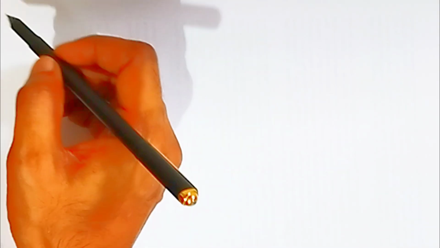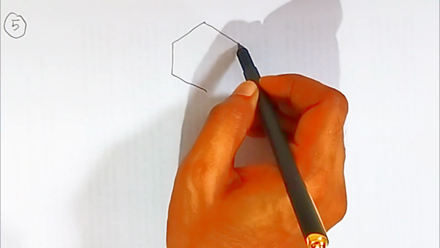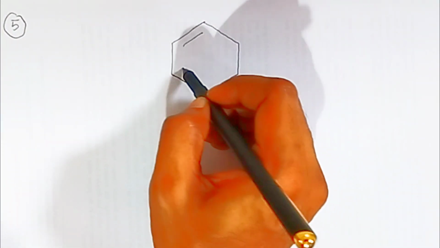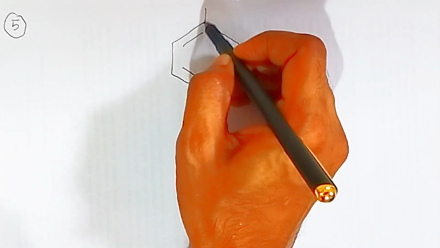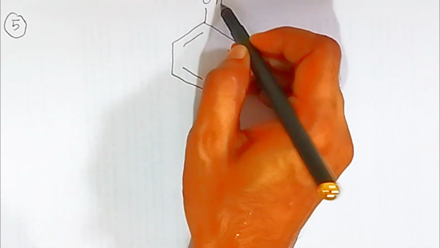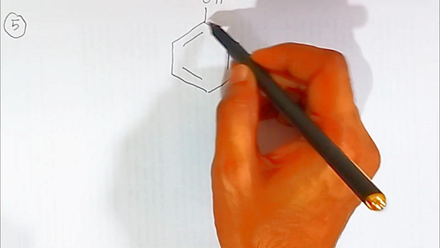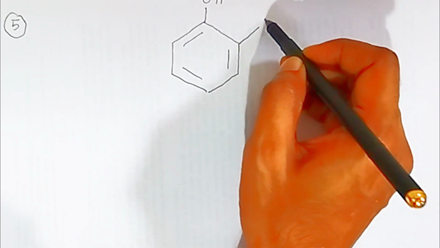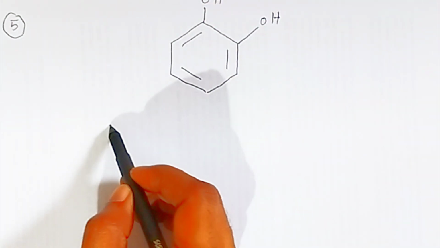Now we are going to see if the structure is having 2 hydroxyl groups. When two hydrogens of benzene you are replacing by two hydroxyl groups. So adjacent to this carbon, now that hydrogen I am going to replace with hydroxyl group. So what will be the name students?